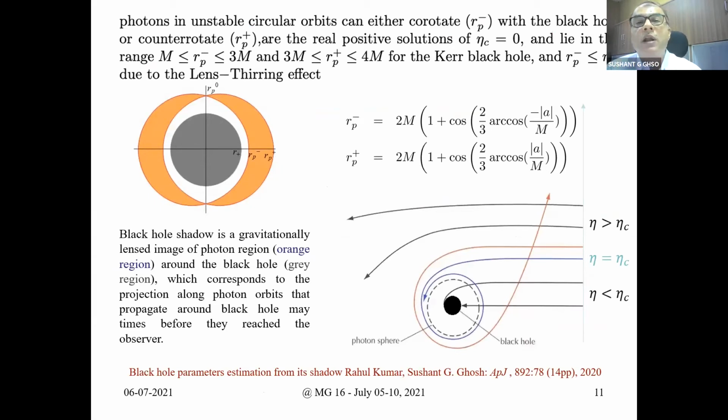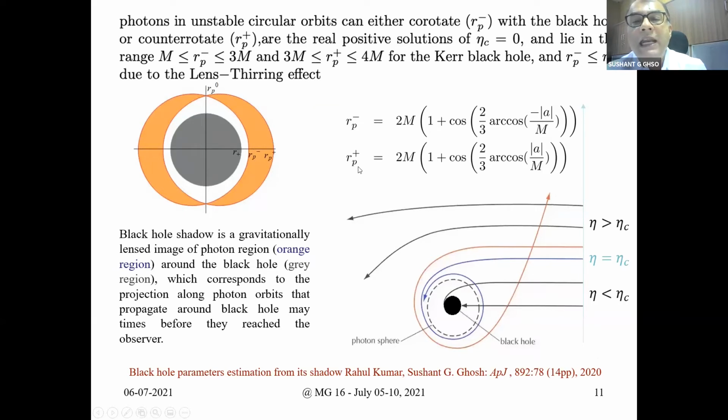sphere is an unstable circular orbit that can either co-rotate with the black hole or counter-rotate. The co-rotating orbits are within the region m to 3m, whereas counter-rotating are between 3m to 4m, and they are solutions of the impact parameter eta c equal to 0. The co-rotating orbit's radius is less than the counter-rotating one, because of the Lense-Thirring effect. This is shown in this schematic diagram.